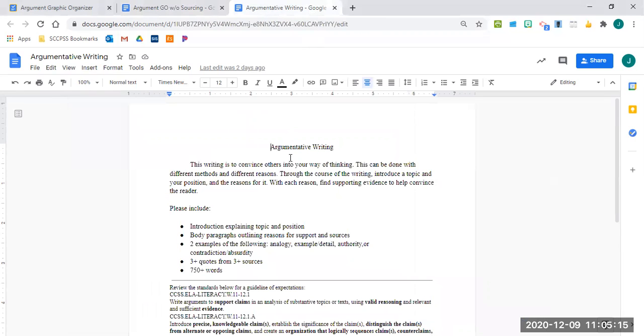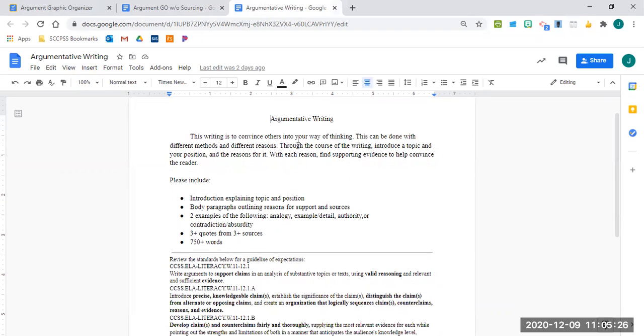This will get turned into paragraphs, multiple paragraphs, please, on this document, also found in Google Assignments. It is to try to convince others to enjoy a way of thinking. We'll introduce the topic, position, reasons, and find supporting evidence. We will include the introduction with the topic and the position. The body paragraphs will be outlining our reasons for support with the sources.